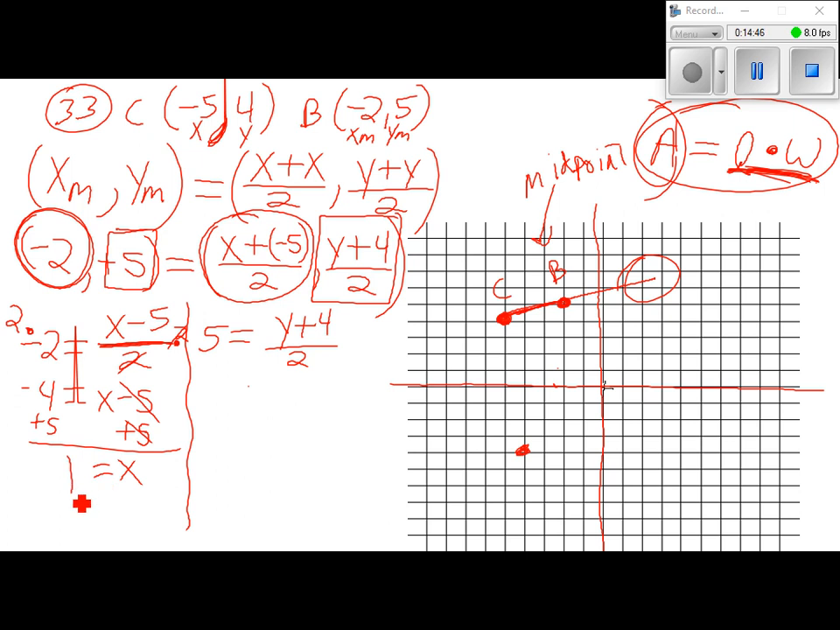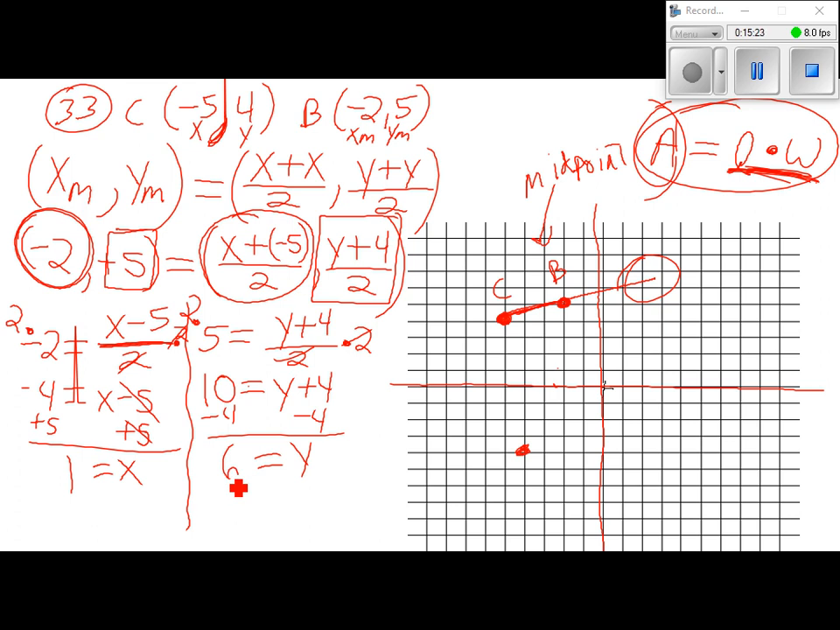We're finished? Is that where you finish at? Probably not. Still have to find the what? Y. How do I do that? Divide both sides by 2 again. 2 times 5 is? These 2's cancel out. That's with y plus 4. Now what? What's y equal? So what's my answer?